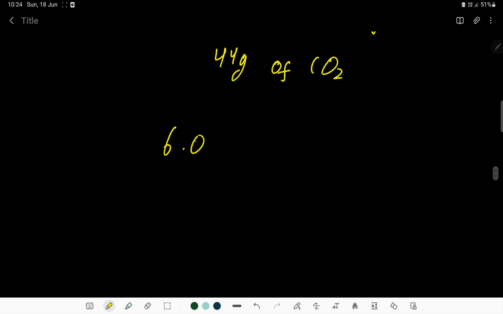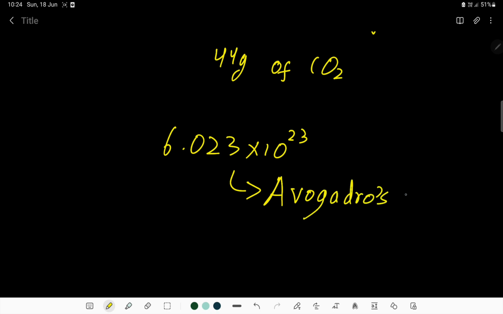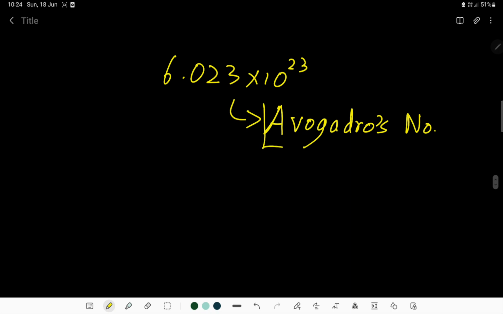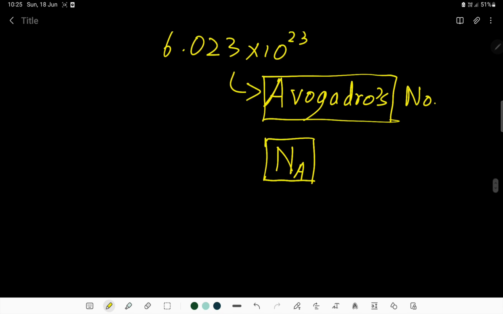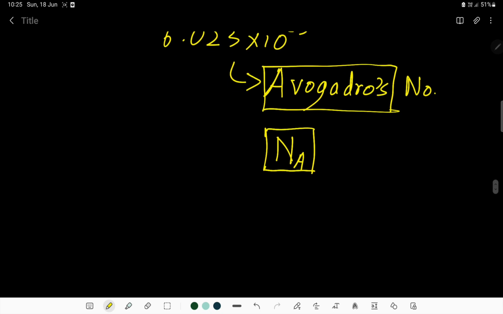And this particular number, 6.023 into 10 to the power of 23, is called Avogadro's number. This person was a scientist, and this number is named after him. It is denoted by N and then a capital A as a subscript. Not Na, because that means sodium. N and capital A, like this. This makes Avogadro's number, 6.023 into 10 to the power of 23. A very special number indeed in all of chemistry.